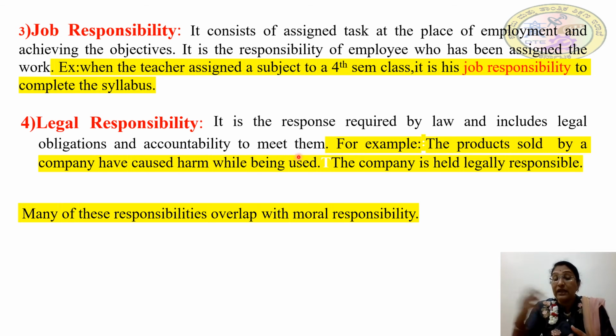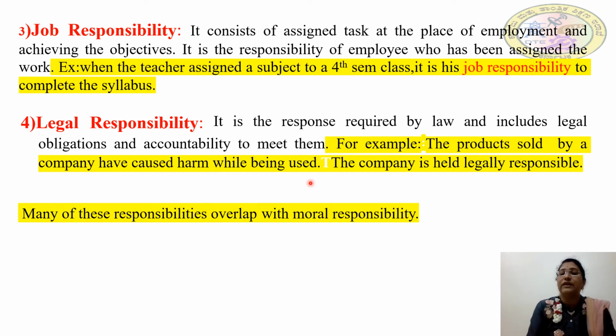So when a legal enquiry happens, when a case is filed in court and we fight it, legally, whenever we have a problem and need to find solutions, so when this responsibility will occur, the example is given here. The products sold by a company have caused harm while being used. So some company product is harming the public.